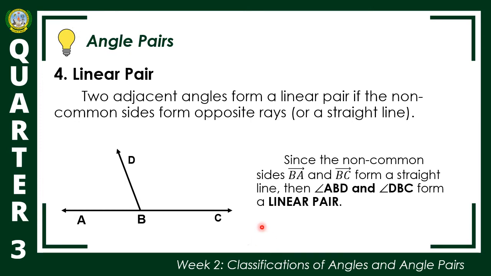Since the non-common sides ray BA and ray BC form a straight line. So, nag-form siya ng straight line. Si line AC ang na-form. Then, angle ABD, this one, and angle DBC form a linear pair. Even without the given measurement, we can say that the two angles form a linear pair because the non-common sides form a straight line. Okay?